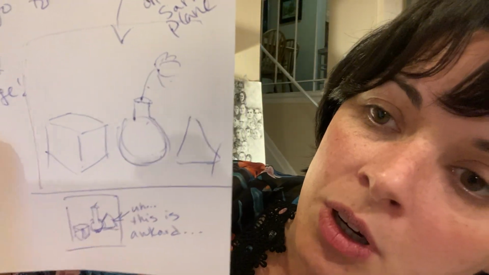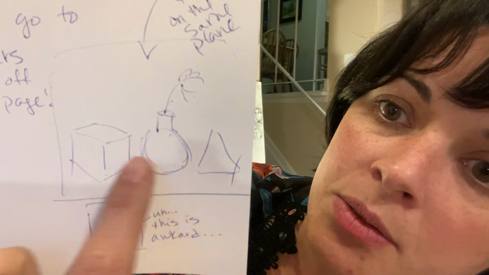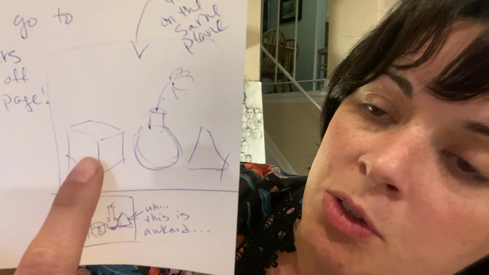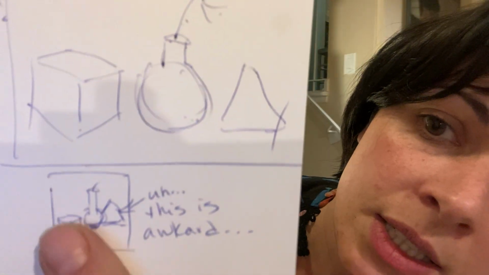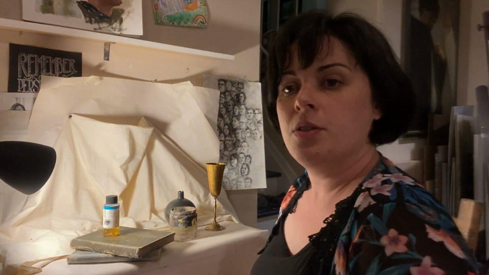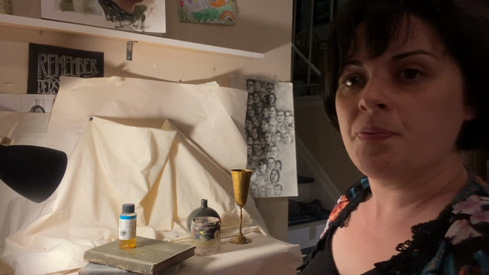So for instance, these are all on the same plane. They don't demonstrate perspective or form at all. They're just in a line. It's like, this is awkward. So let's just look at what that looks like real quick. So for arranging your composition, I'll show you a couple fun little things.